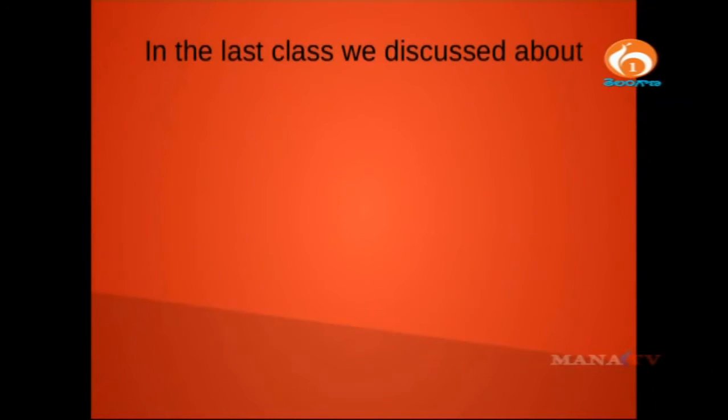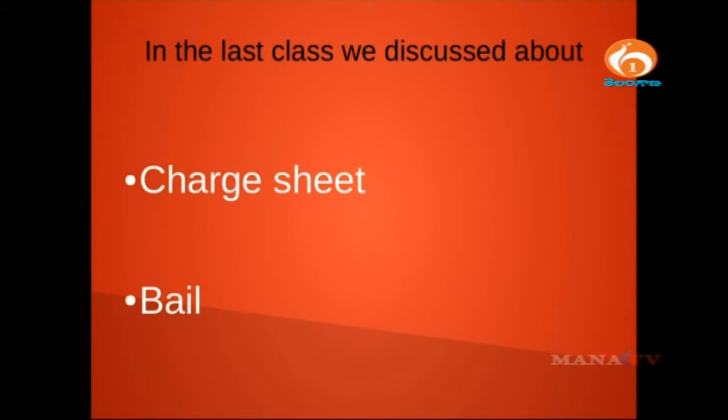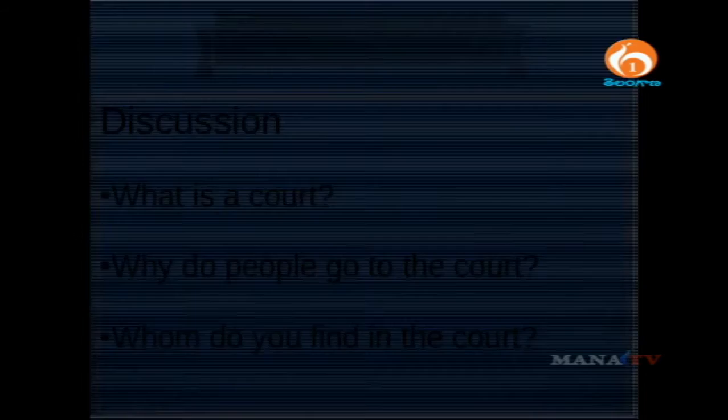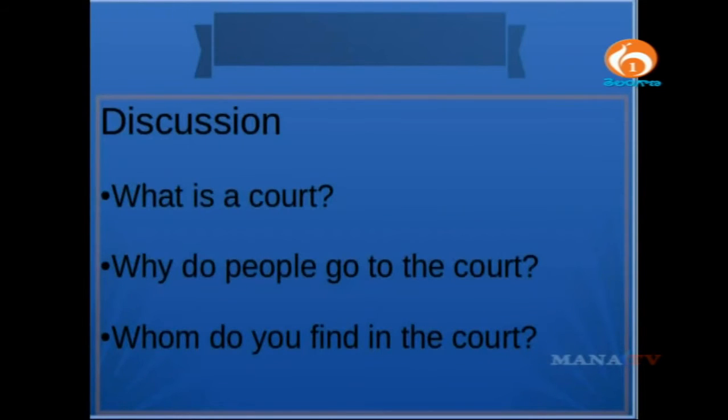In the last class, we have learnt about charge sheet and bill. In the case of Samba and Ravi, the SHO has filed charge sheet in the 1st Metropolitan Court. Now, discuss on the following. What is a court? Why do people go to court? Whom do you find in the court?